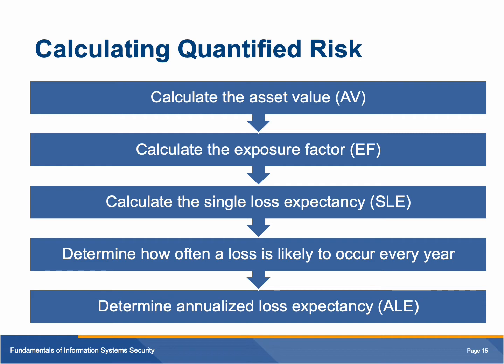So that's the asset value, which should consider the replacement value of the equipment or system. It should also include factors such as lost productivity, loss of reputation, or customer confidence. From there, we'll calculate the exposure factor. This represents the percentage of the asset value that would be lost if an incident were to occur.